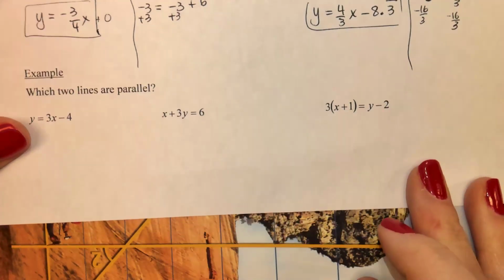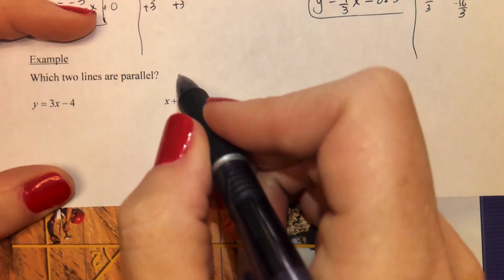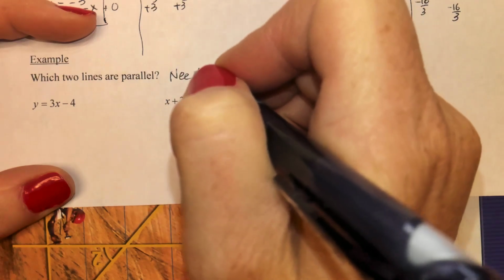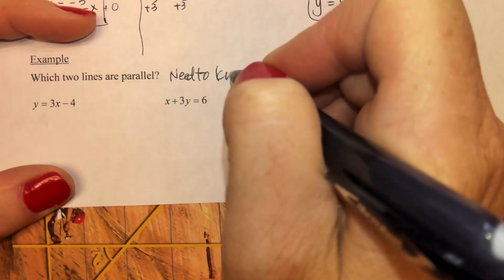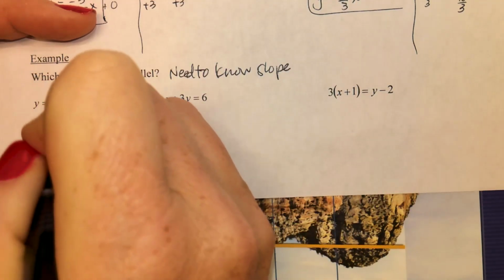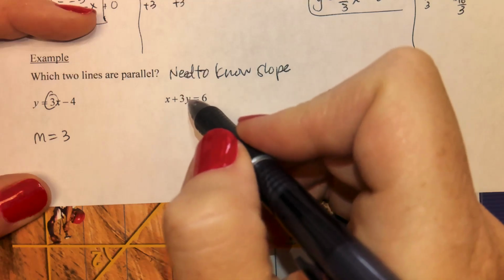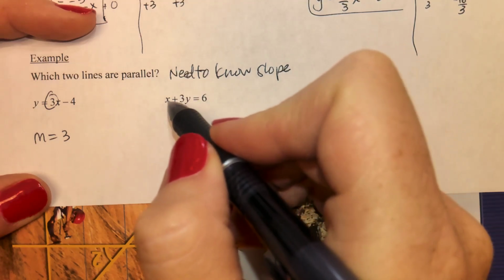Our last set of questions is just asking which ones are parallel. So in order to decide if they are parallel or perpendicular, you need to know slope. So in this first one, our slope is right there, nice and easy. Our second one, not so easy. We need to solve for y in order to see our slope.